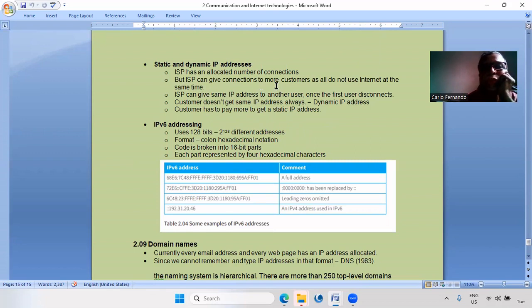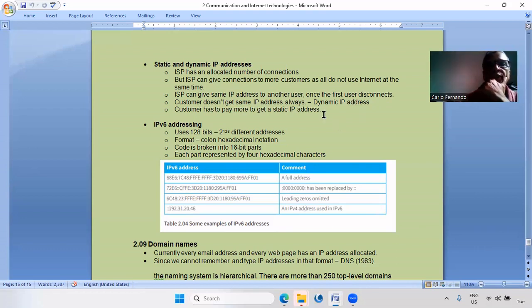The ISP can give connections to more customers as all do not use the internet at the same time. The ISP can give the same IP address to another user once the first user disconnects. So if you connect again, you will not get the earlier address. That is why it's dynamic. It's changing. Half an hour ago, you used one IP. Half an hour later, you log in again, and it's a different IP. The customer doesn't always get the same IP address. You can't have one IP address. That's why it's called a dynamic IP address.